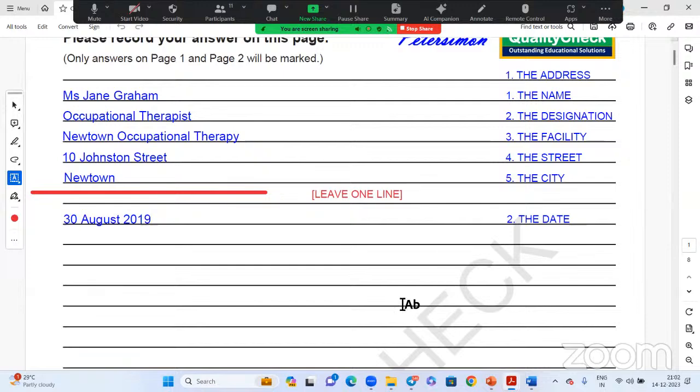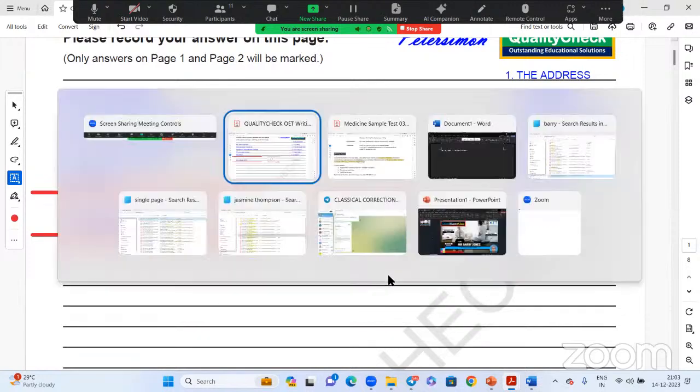Okay. Leave one line. Then again, you have to leave one line. So after every component, you have to leave one line. Right. That's it. So do not forget this. It's very important. Leave one line. Next one. What is the next one?